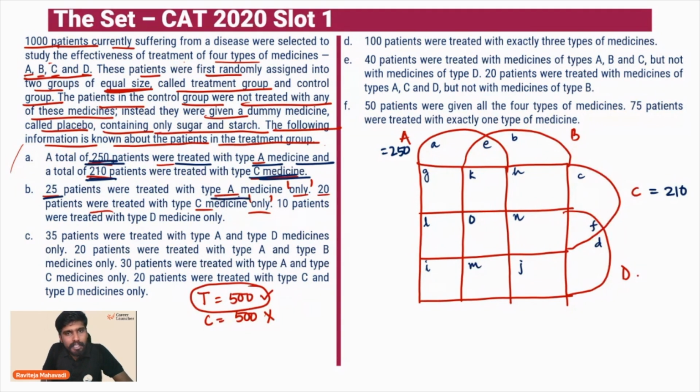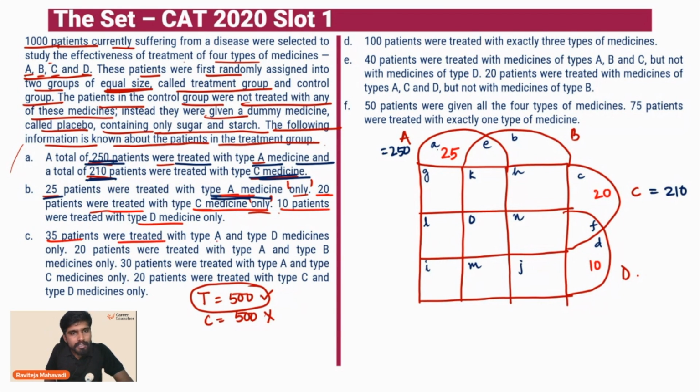25 patients were treated with type A medicine only. Type A medicine only is area A. So area A has 25 people. Okay. 20 people were treated with type C medicine only. 20 in type C only. 10 patients were treated with type D medicine only, right?